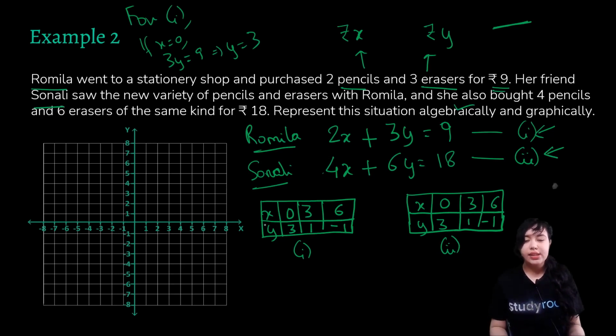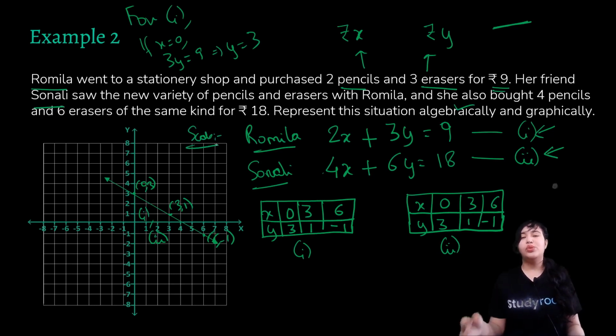So let's do it. The first point is 0, 3. So 0 on the x-axis, 3 on the y-axis, label it, then 3, 1, then 6, minus 1. Grab your ruler and join this. You'll get a straight line like this. And now you just write here equation 1, equation 2. You can write the full equations also, 1 and 2. And do mention the scale, 2 centimeter or 1 centimeter equal to 1 unit on both axes.